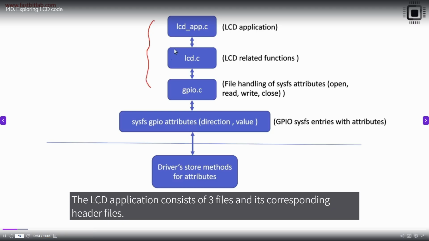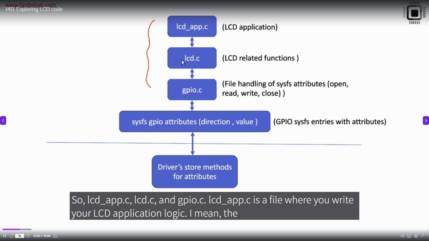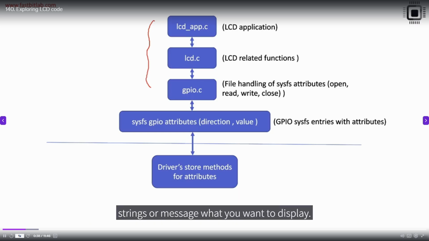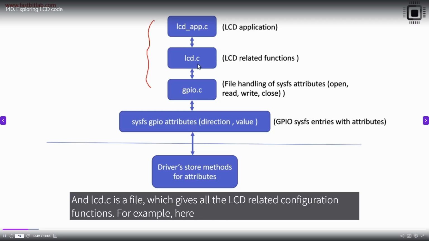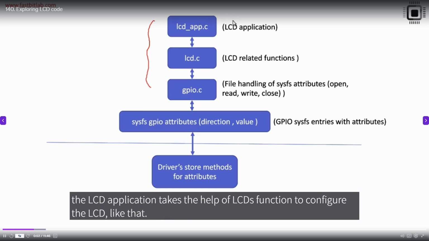The LCD application consists of 3 files and their corresponding header files. So lcd_app.c, lcd.c, and gpio.c. lcd_app.c is a file where you write your LCD application logic. I mean the strings or message you want to display. So we'll explore that in a moment, don't worry. And lcd.c is a file which gives all the LCD related configuration functions. For example, here the LCD application takes the help of the LCD functions to configure the LCD.